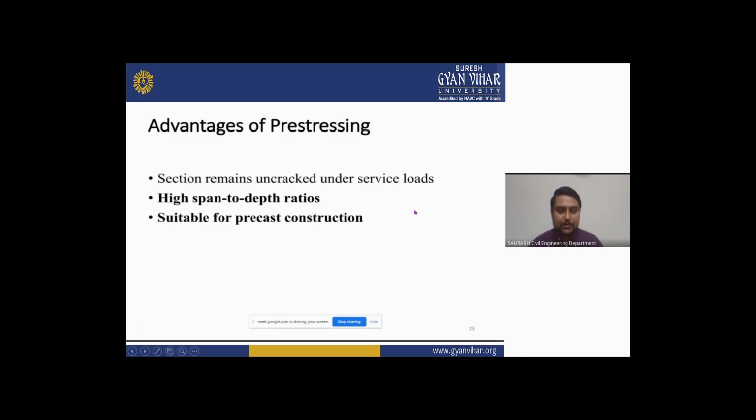Now we will see a very important topic here of pre-stressing. We will see what the advantages of pre-stressed concrete are. So, first one here, the section will remain uncracked under the service load, and a high span and depth ratio is possible in this pre-stressed concrete, and it is suitable for precast construction. As we saw, many structures are precast on the other side and assembled on site. That is precast construction, and metro is also one type of precast construction.